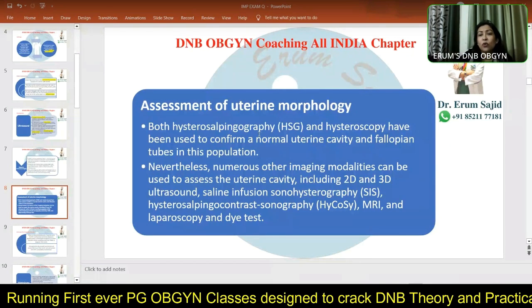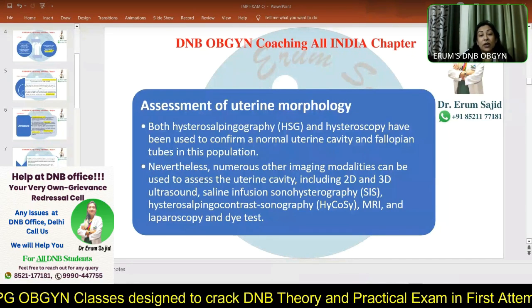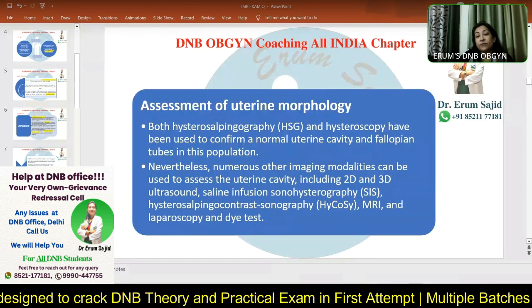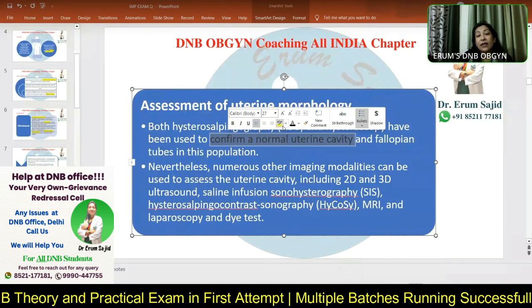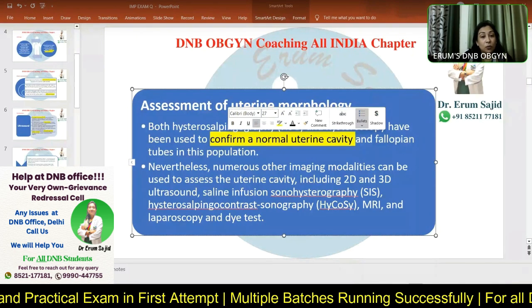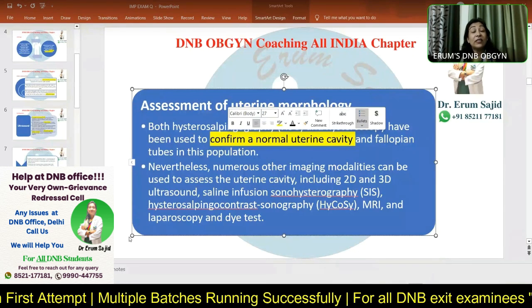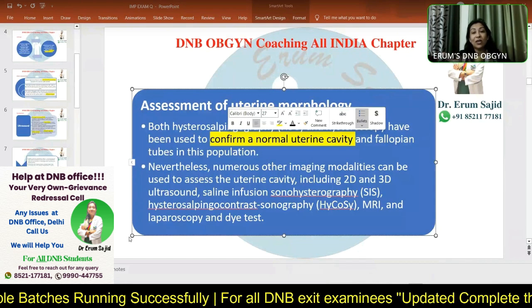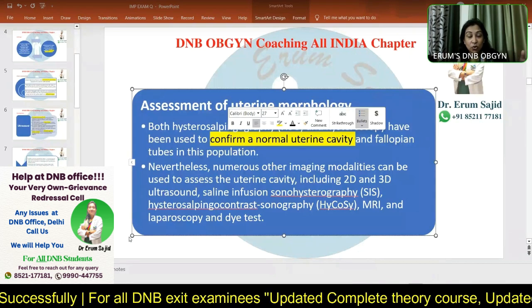So otherwise HSG is of no use, but to confirm a normal uterine cavity, it becomes important. And this is where, see, it confirms a normal uterine cavity and a fallopian tube. So at least uterus and fallopian tubes are fine or not, or they also have some ambiguity. One fallopian tube is communicating with that horn, and one fallopian tube is communicating with the uterus, the main uterine cavity.